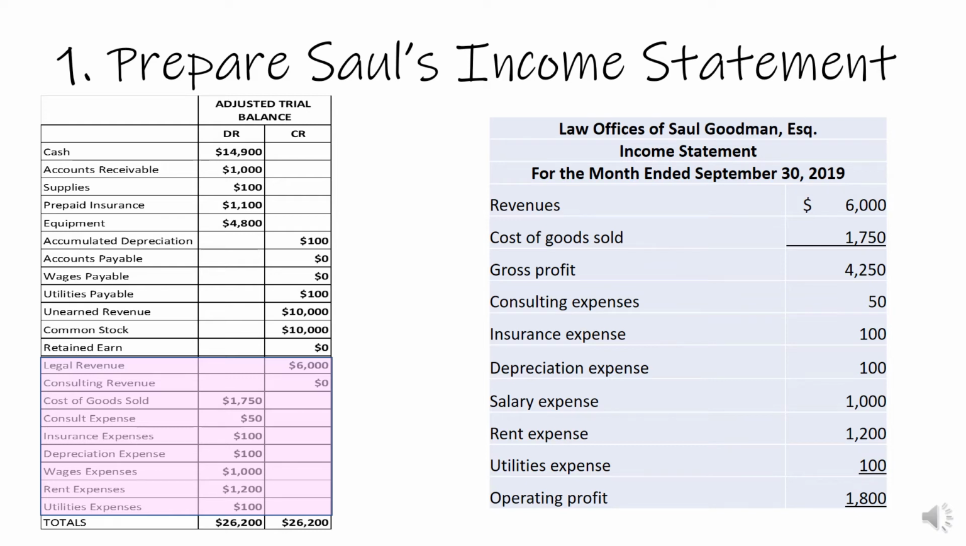Since Saul is not at this juncture recording income tax, and he's not reporting any interest from having borrowed money, this is our net income. But there are other categories of profit and income as well. This $1,800 number feeds into our statement of changes in owner's equity.